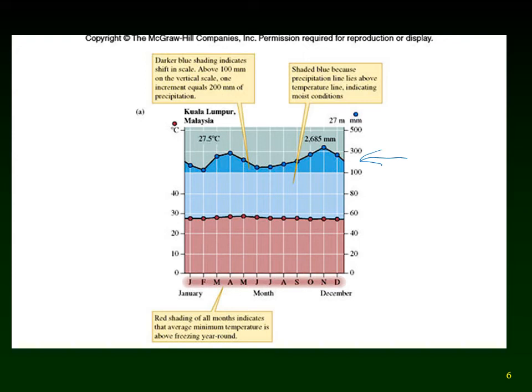And so we can see there's high precipitation all year. We can also see that there's high temperatures. So we're looking at temperatures around 80 degrees Fahrenheit or 28 degrees Celsius all year. And that is probably a tropical rainforest site.